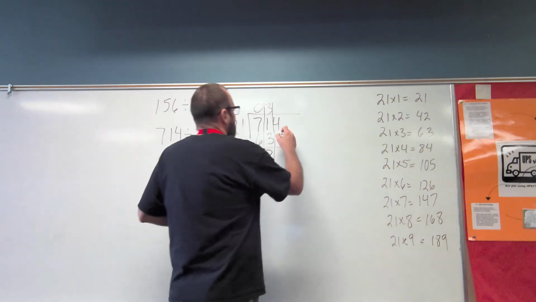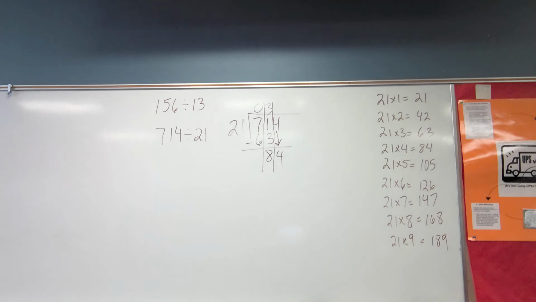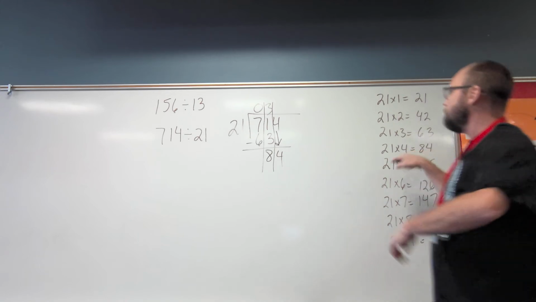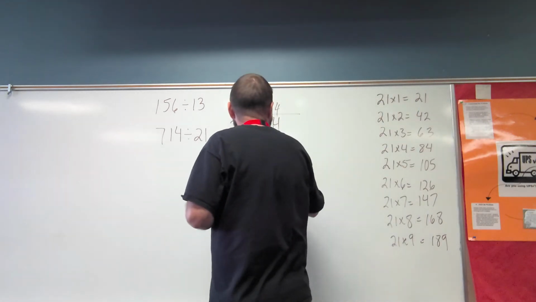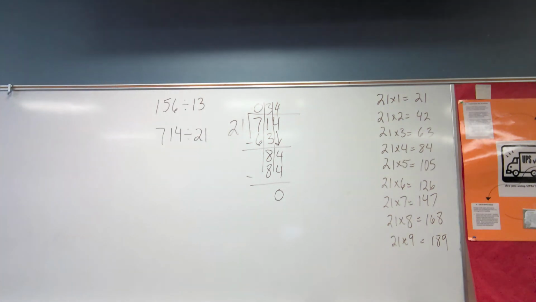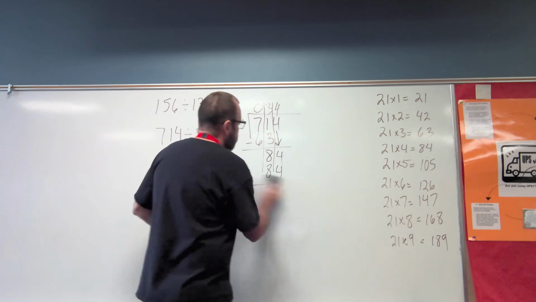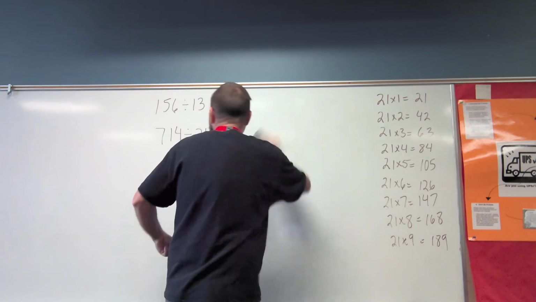But now I bring down my 4, and I'm going to take 21 into 84. I've got 21, 42, 63, 84. 84 is as close as I can get without going over, and that's 21 times 4. So the quotient is 34. Subtract, and I get 0. So remainder 0. Now I could check this with multiplication, and I know Emily Kate will, but I want to show you a different strategy with this very problem, and it's called partial product.